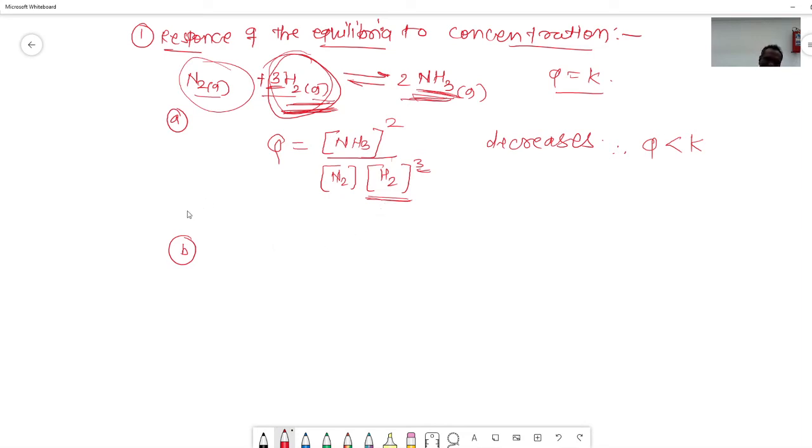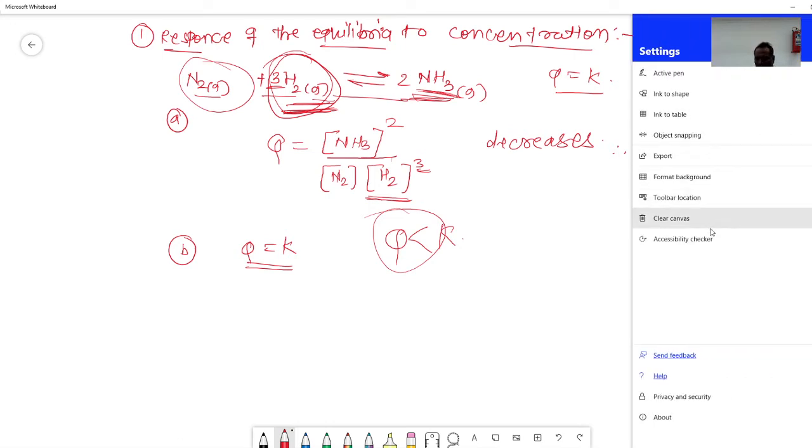Again, at the start, what happened? At the start, Q is equal to K when the equilibrium is reached. As the NH3 is removed, the denominator decreases. Right? Ammonia is removed, the denominator decreases. Hence, Q is again less than K. To re-establish the equilibrium, the reaction proceeds toward the right hand side and more NH3 will be formed. Right? So in this way, the change in concentration affects the equilibrium.